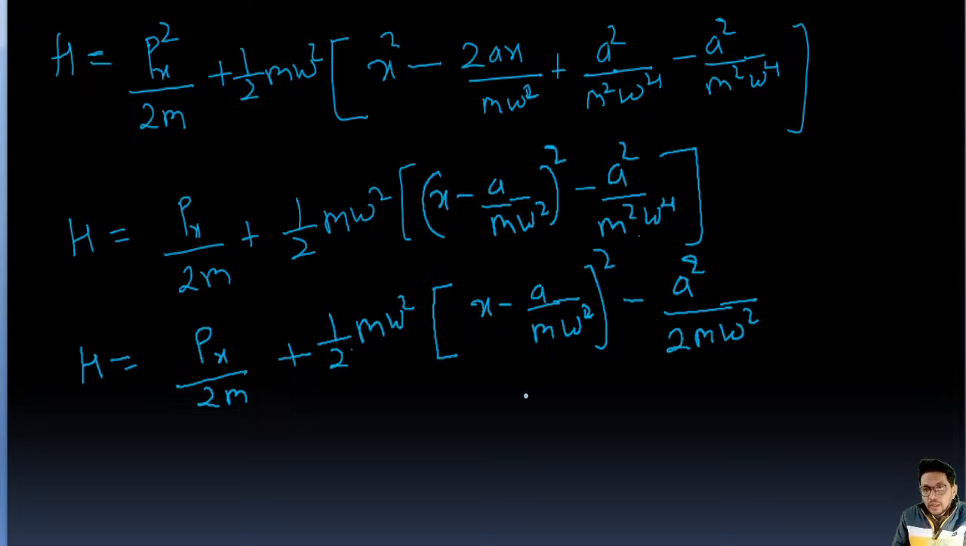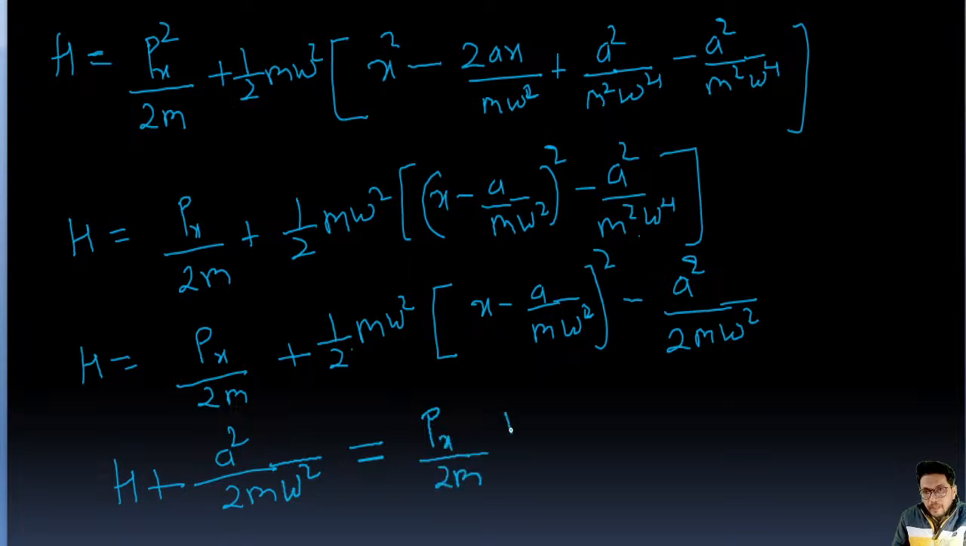So now we can write H plus, we'll take this right hand side, a square upon 2m omega square. Okay, the 2m omega square we have taken to the right hand side, so it is going to be px squared upon 2m plus half m omega square into x minus a upon m omega square, whole square. Okay, this we can say.